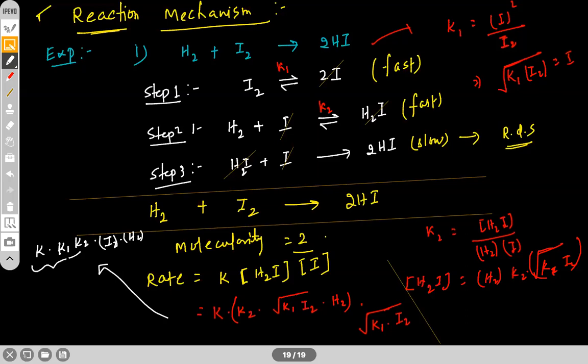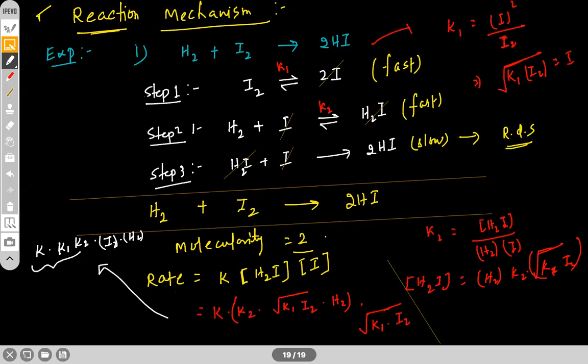So what I have done, quickly I'll tell you, we have just replaced all the intermediate atoms or molecules in terms of the original reactant molecules that we had, by using the equilibrium relation. Suppose we have to start with this slowest rate, H2I into I, but both H2I and I are intermediate molecules or atoms. The reactant molecules are H2 and I2. So in the rate law expression, we must have H2 and I2 present. So we have to replace this H2I and I in terms of H2 and I2.